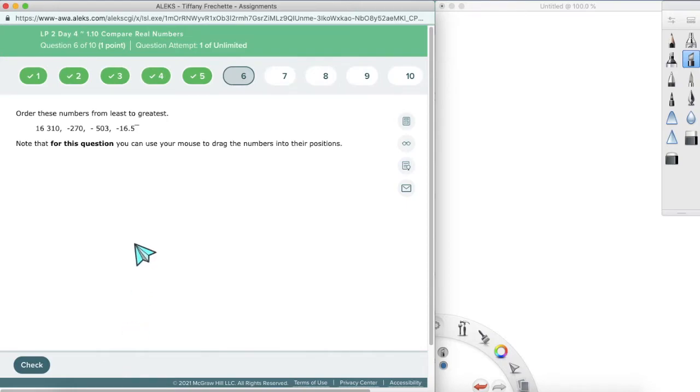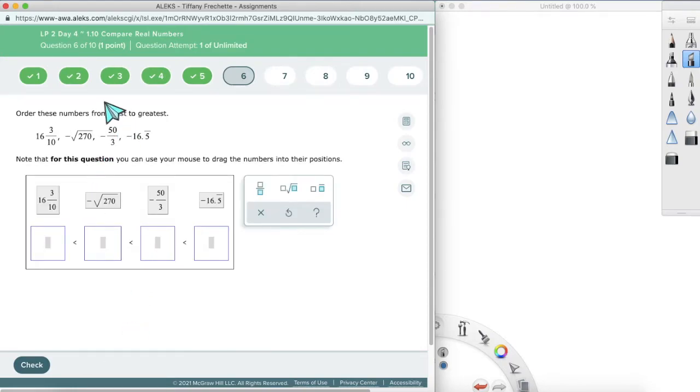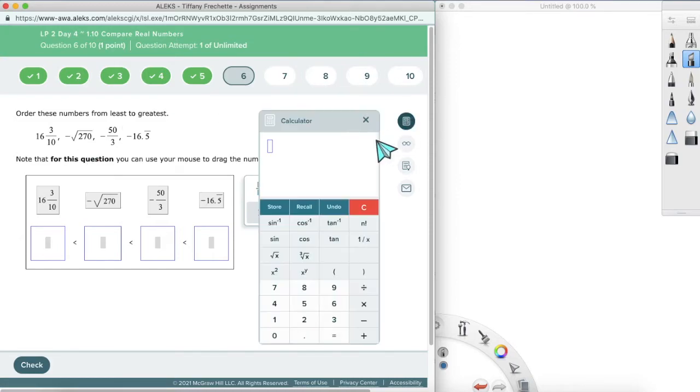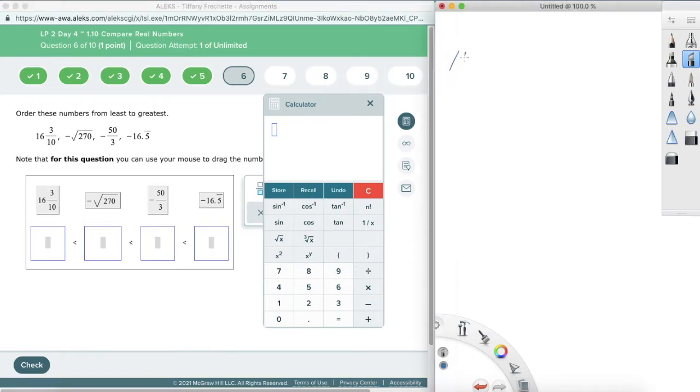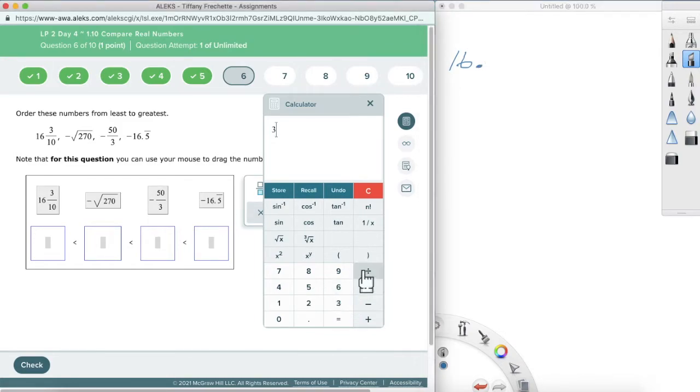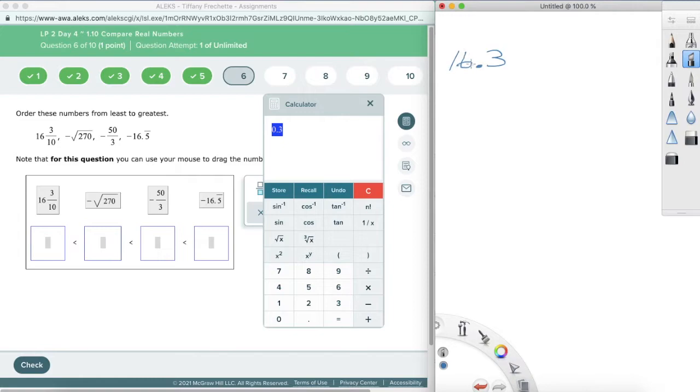All right, we're back to ordering some numbers here. And they did give us a calculator again, so I would definitely suggest going through and figuring out what these are. This first one, we have 16, but we need to know what is 3 divided by 10. If you don't know that one, you can type it in and see it's 0.3. Don't put 0.3 here, just 3, instead of 0, since we already know it's a 16 on the front.